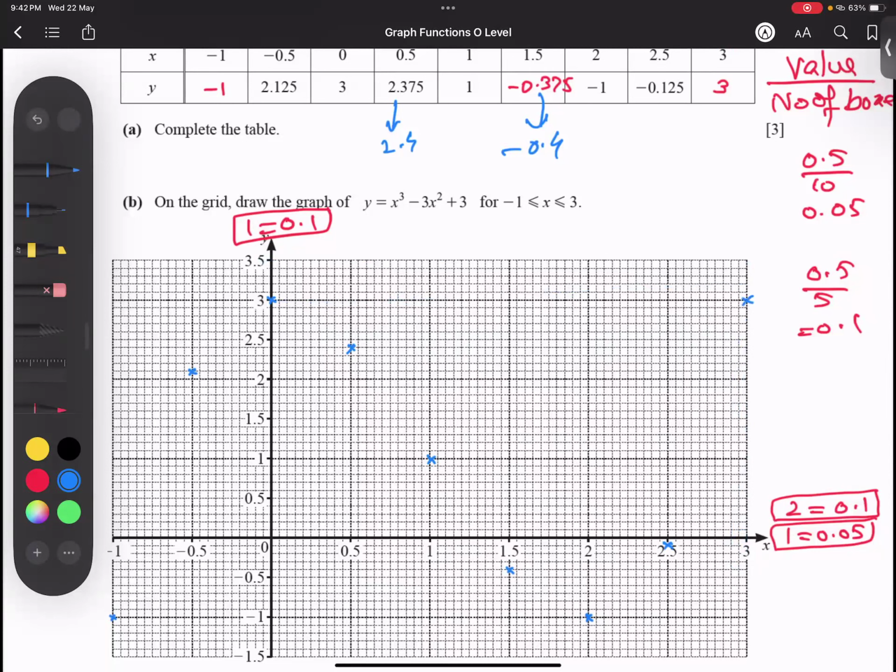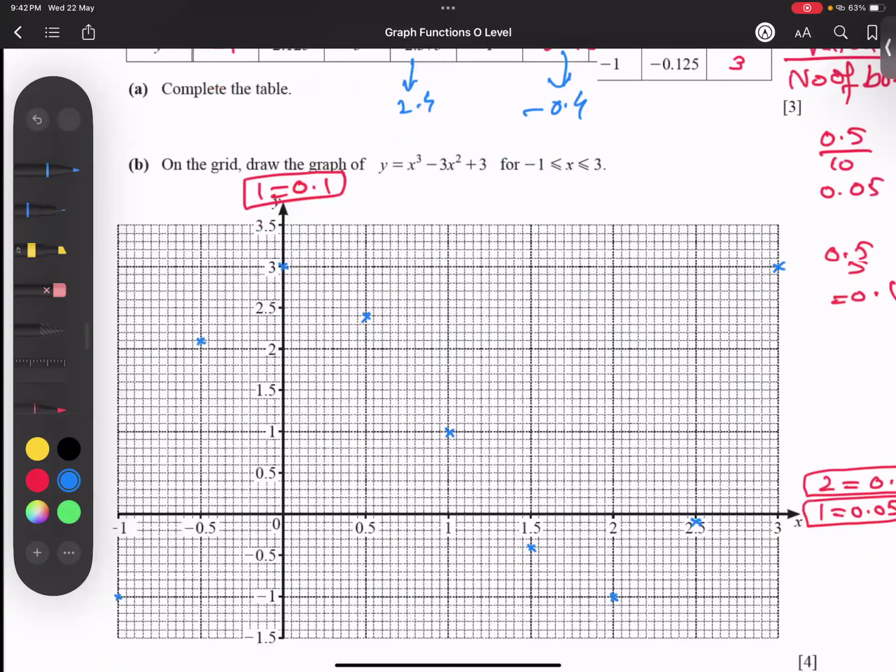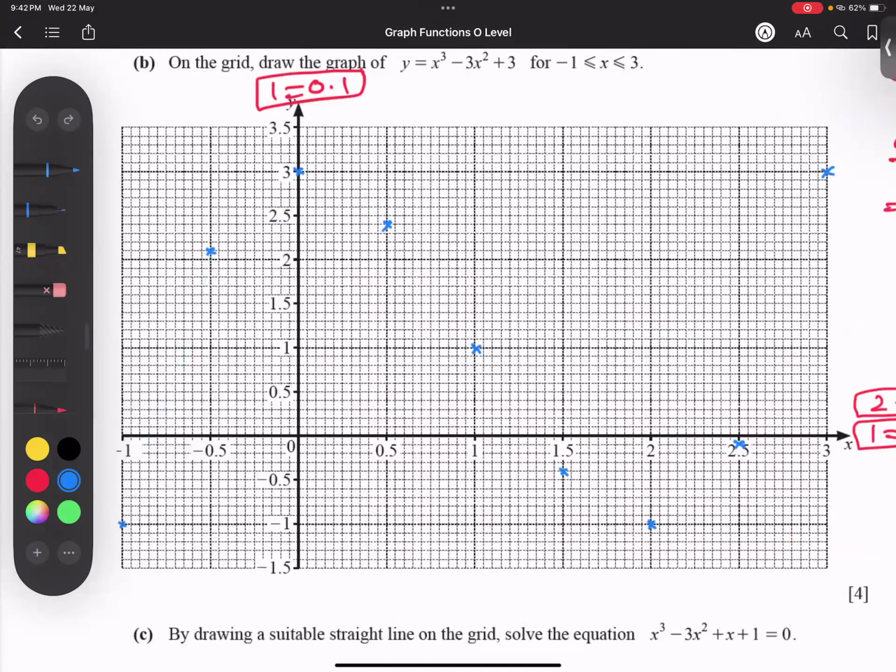Okay, students, let's draw it. And as I said before, don't join directly, that's the wrong approach. When you draw, there's a wrong way and there's a right way. Wait a minute.